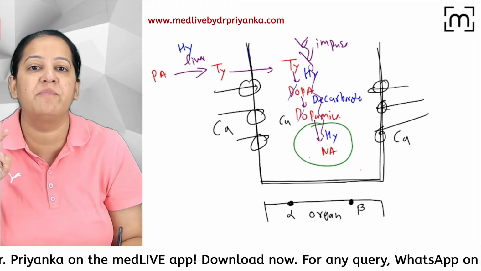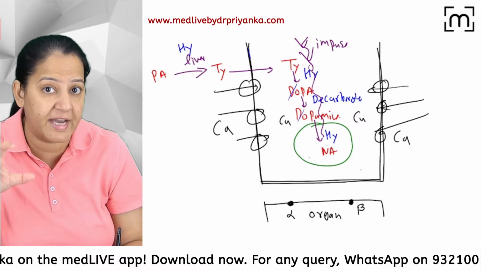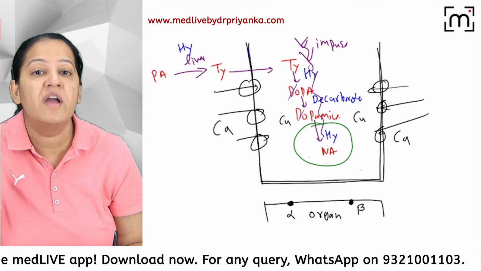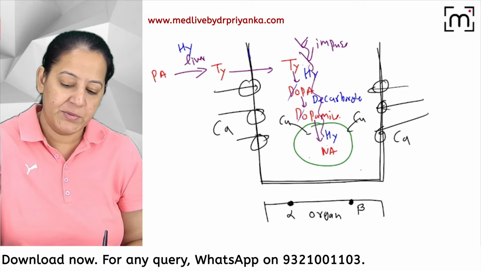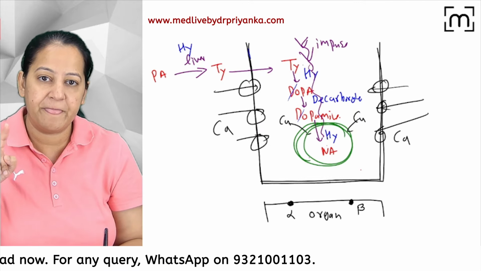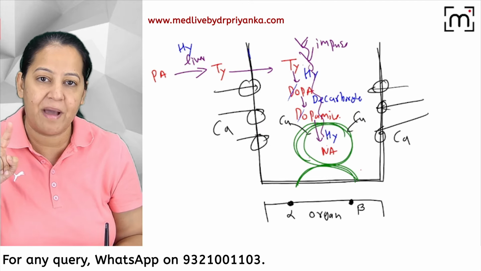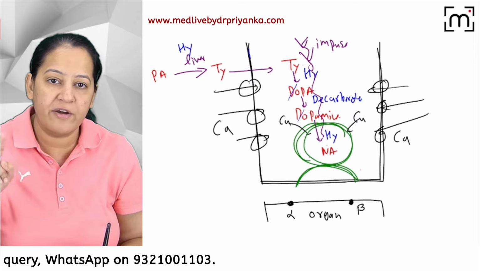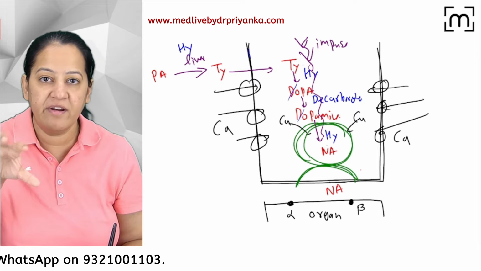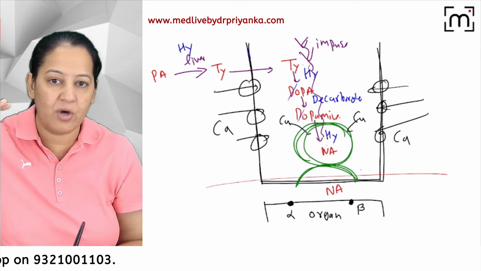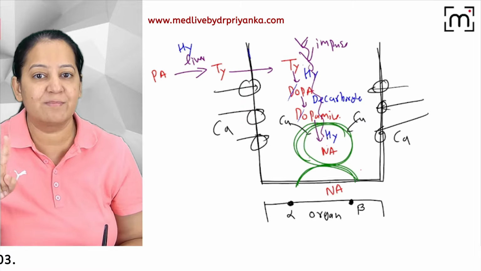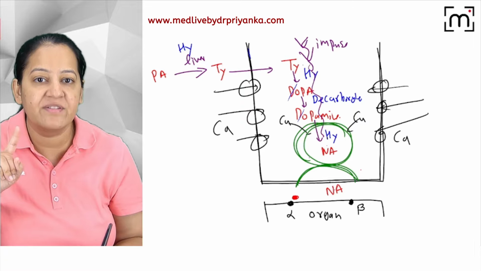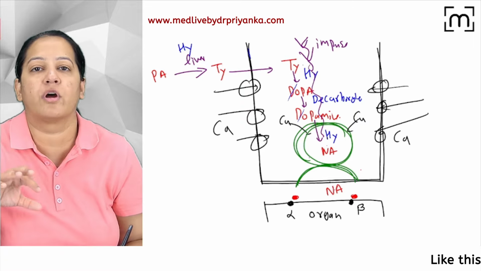As soon as calcium goes into the cytoplasm, what does this calcium do? Calcium causes fusion of this vesicle with the axonal membrane. So you can see this vesicle will come and fuse with the axonal membrane, and the noradrenaline will come out into the space between the axon and the organ. In this space, first it is released. Once it is in this space, it will bind with the receptor and show its action, depending on organ to organ.